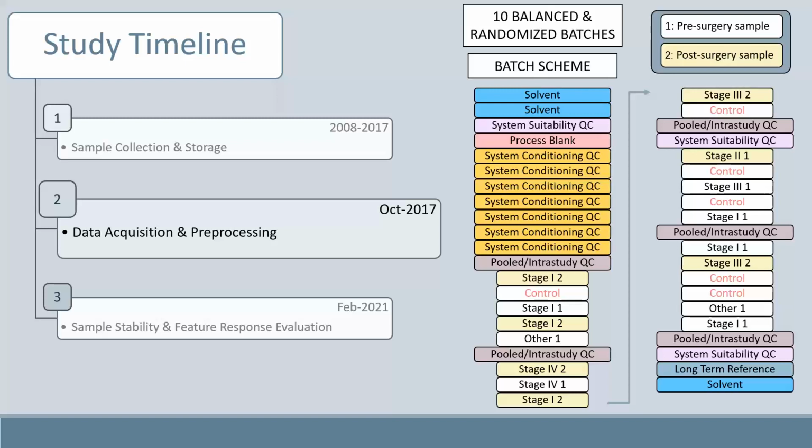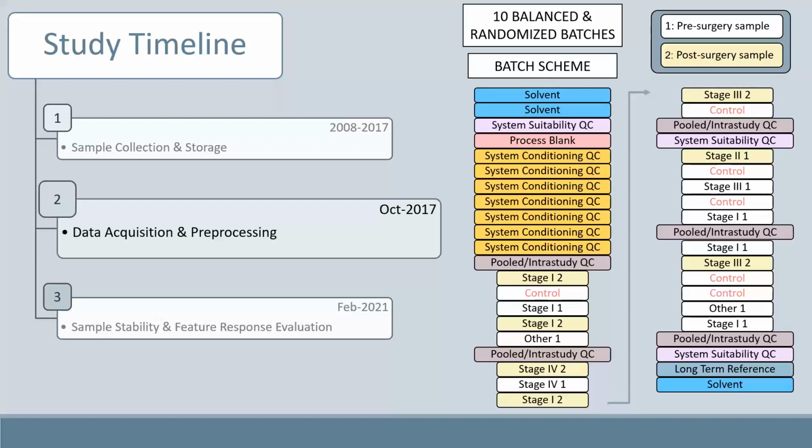The system suitability quality control sample followed by a process blank sample were injected before conditioning the analytical platform with system conditioning quality control sample injections. Intrastudy quality control samples were injected, in this case, every 5 or 6 samples, so that time-related effects could be corrected by the LOWESS method.